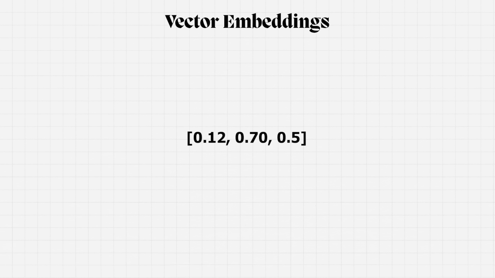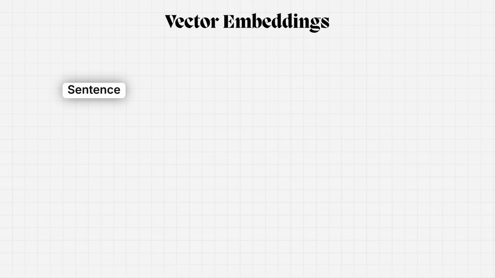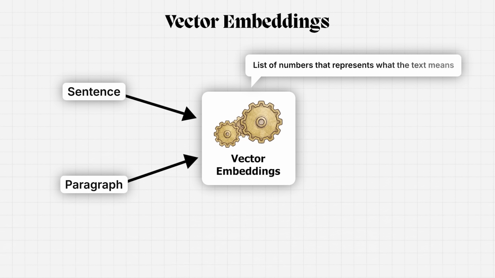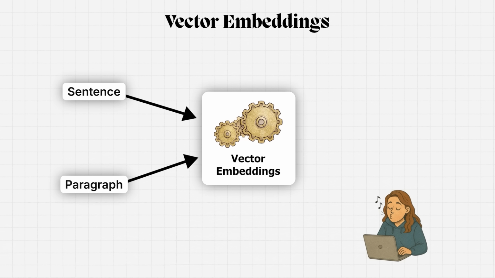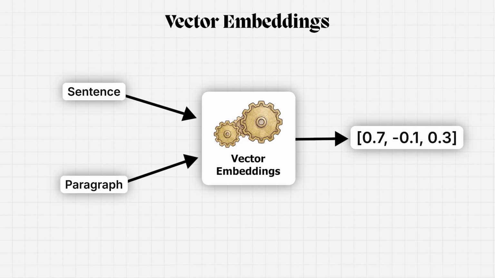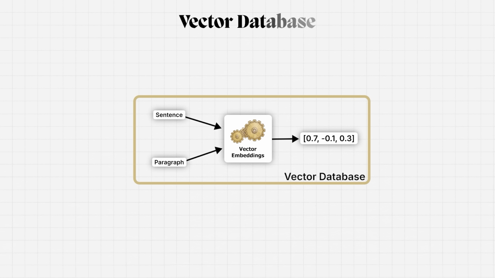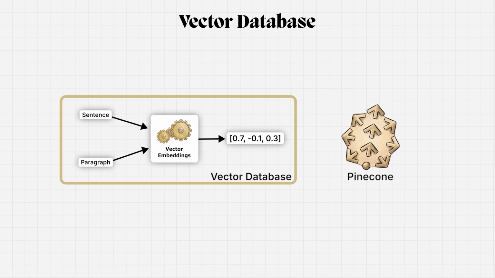Now, again, what is that? Think of vector embeddings as a numeric representation of text, or a mathematical representation of the meaning a text has. So every sentence, every paragraph gets converted into a vector, which is basically a list of numbers that represents what the text means. Because we understand text, computers understand numbers. So we take a sentence and we convert it into numbers that a computer will read. And then we store all these embeddings in a special database called a vector database. Examples of vector databases are Pinecone and so on.